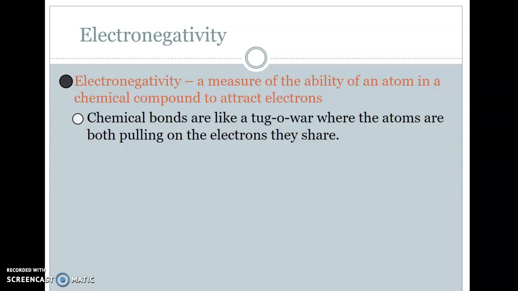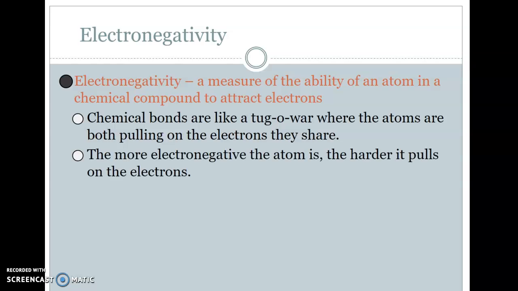Okay? So electronegativity is going to be a number that gives us a measure of how hard the atom pulls on these shared electrons. The higher the number is, the more electronegative that the atom is. What that means is that it's stronger and pulls harder on those electrons.